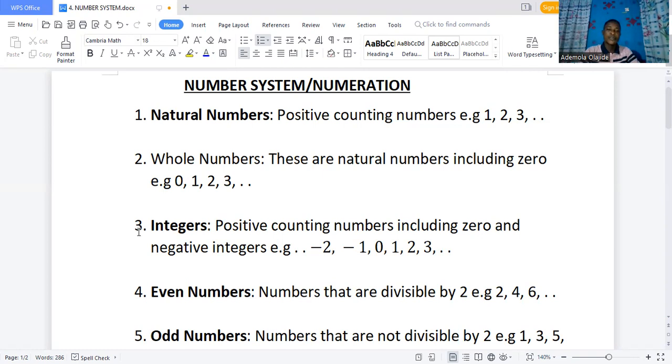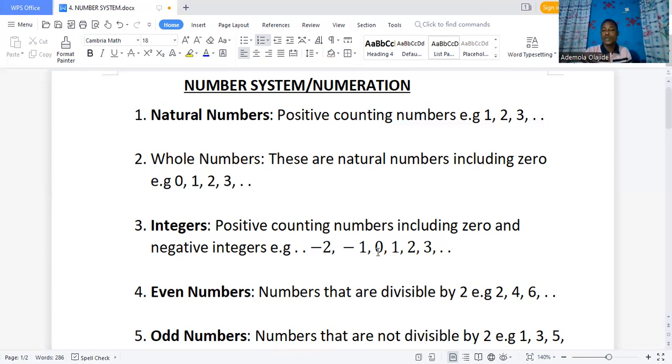So we have number 3, integers. What do we mean by integers? These are whole numbers and negative integers. That is, you have -1, -2, -3, -4, -5, up to minus infinity, and you also have 1, 2, 3, 4, 5, 6, up to positive infinity. Then, including 0, all of them together, we call them integers.